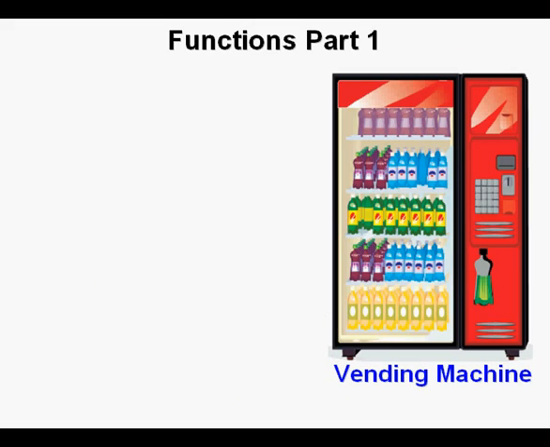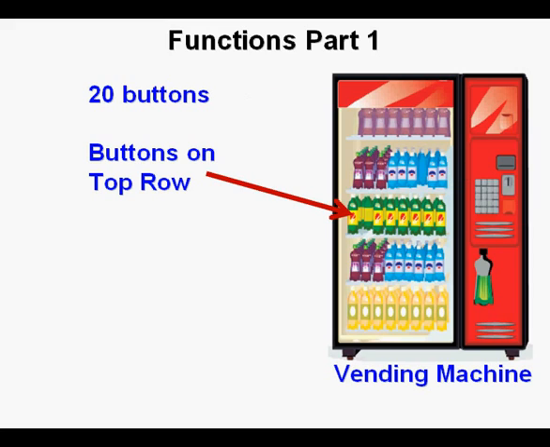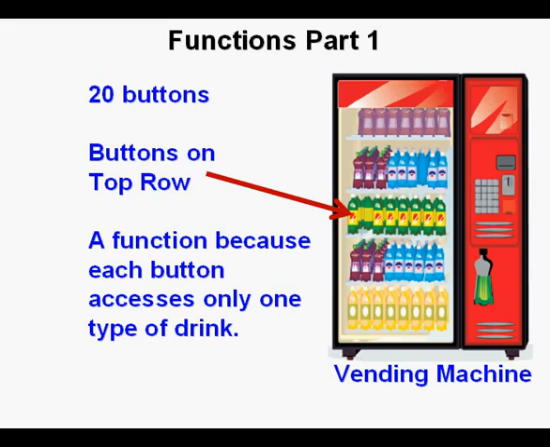Here's a vending machine that has bottled drinks for sale. The vending machine has 20 buttons total. Each of the 4 buttons on the top row, when pressed, will produce a green and yellow bottle as an output. This relation represents a function because each button will correspond with one and only one type of drink.